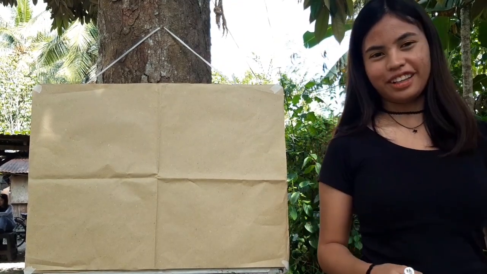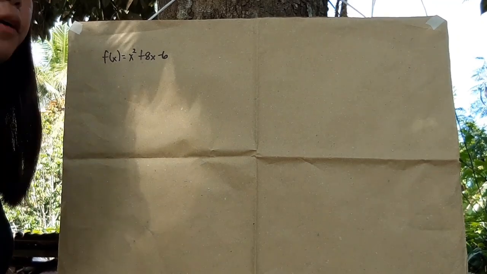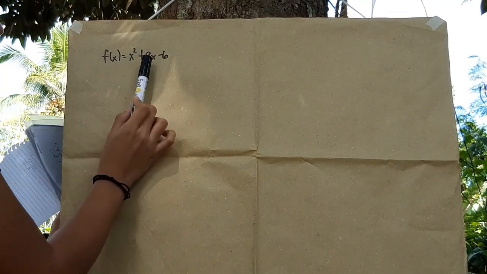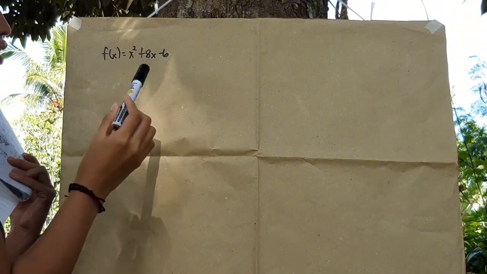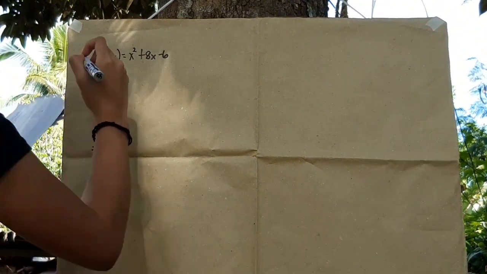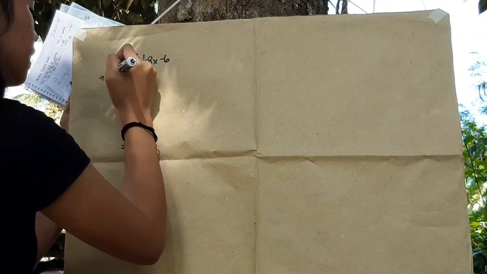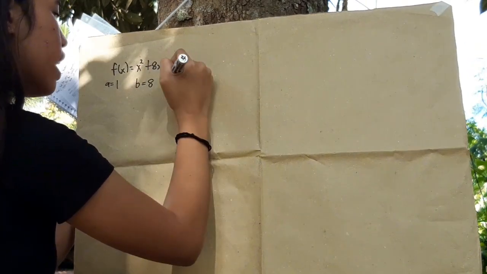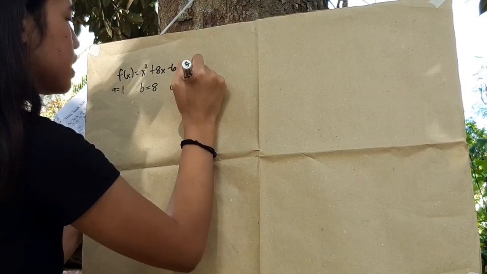So let's start. Our problem is f of x equals x squared plus 8x minus 6. So our a is 1, b is 8, and c is negative 6.